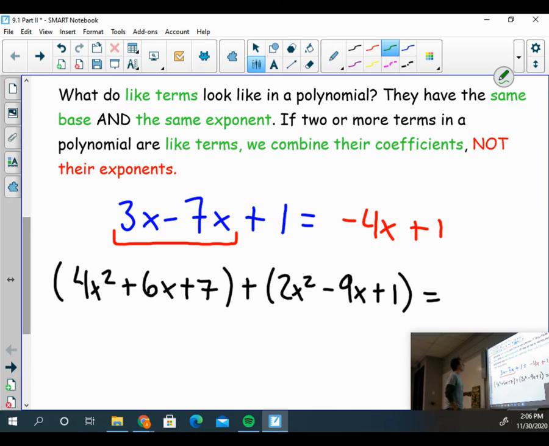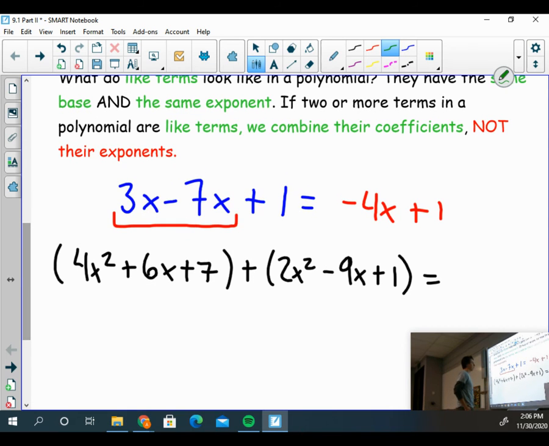If two or more terms in a polynomial are like terms, we'll combine their coefficients, but we will not combine their exponents. Let me say that again. We'll combine their coefficients, not their exponents. Okay, so let's work together on simplifying the problem in black.